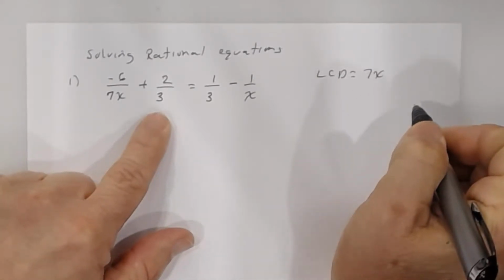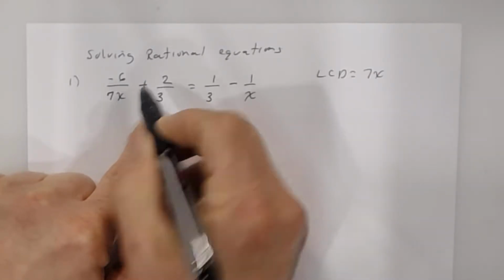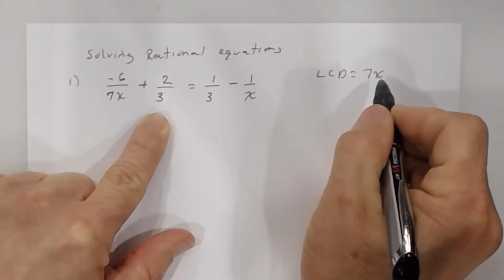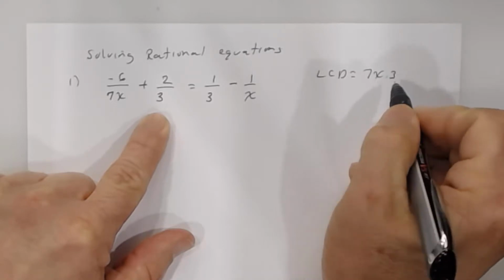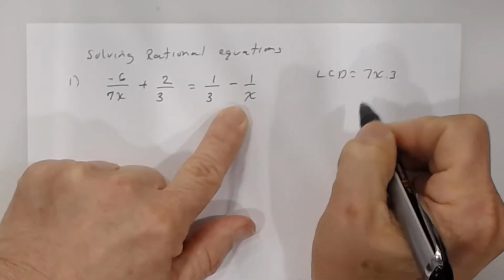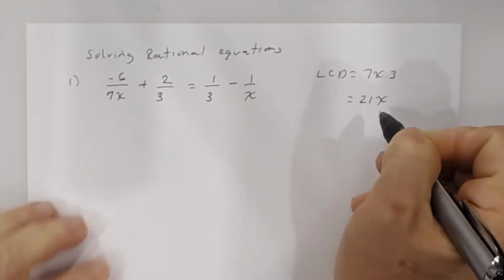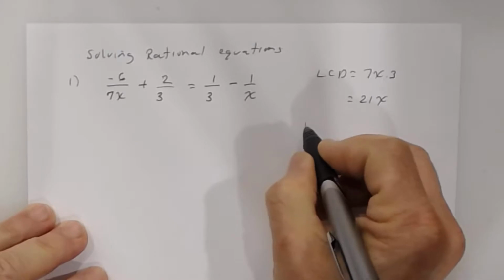All right, now with 3. If I want to make this a 1, then I've got to multiply the numerator by what? 3. So I need a what here? A 3. This is a 3. I already have it. This is an x. I already have it. So what's the LCD? 21x.